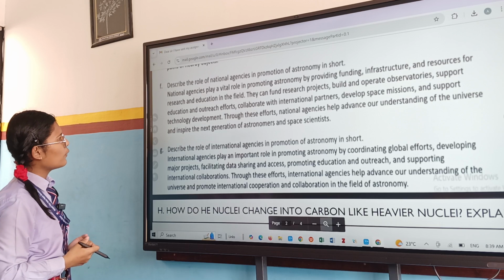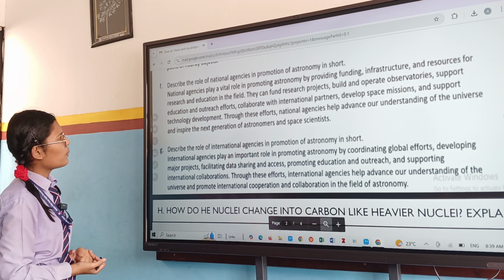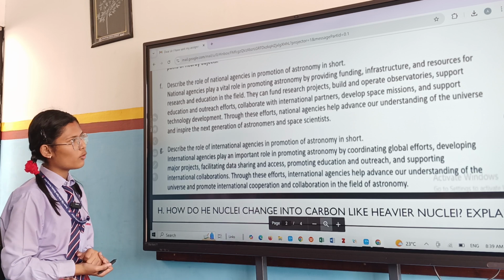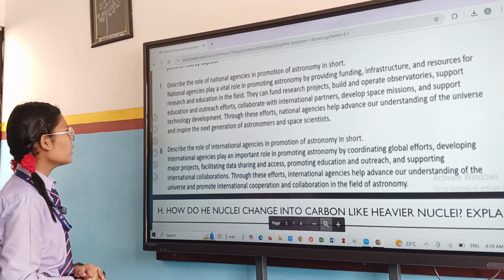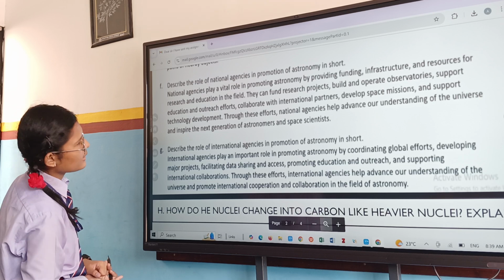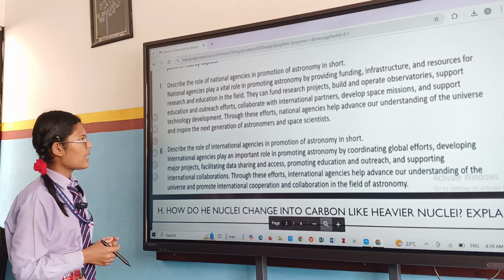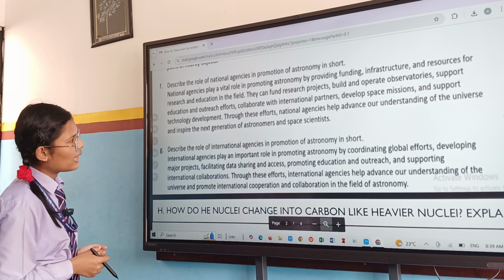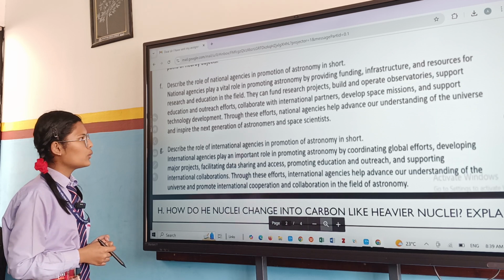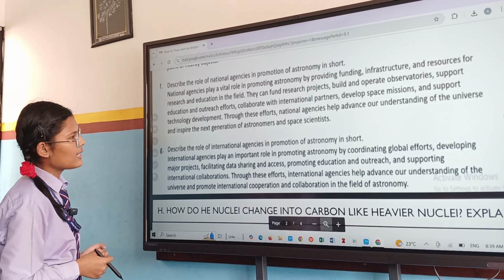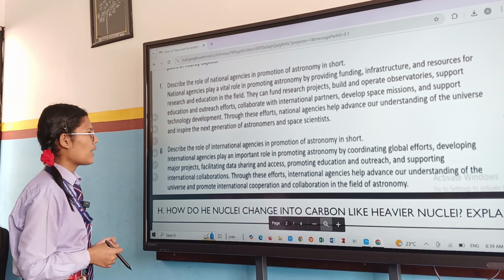Describe the role of national agencies in promotion of astronomy in short. National agencies play a vital role in promoting astronomy by providing funds, infrastructure and resources for research and education in the field. They can fund research projects, build and operate observatories, support education and outreach efforts, collaborate with international partners, develop space missions, and support technology development.